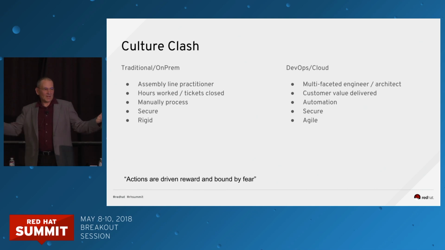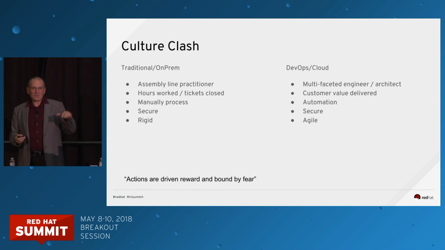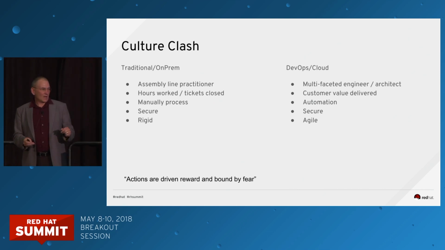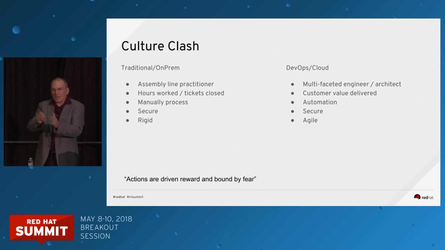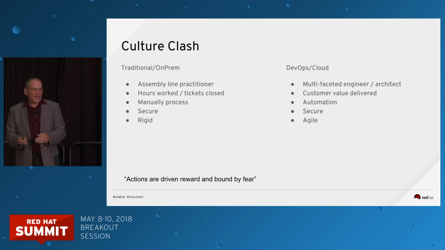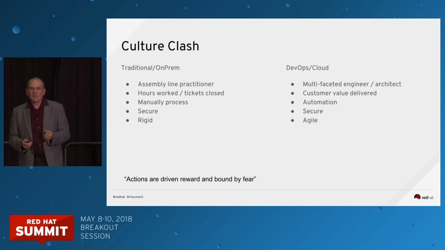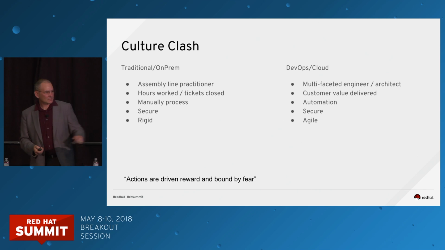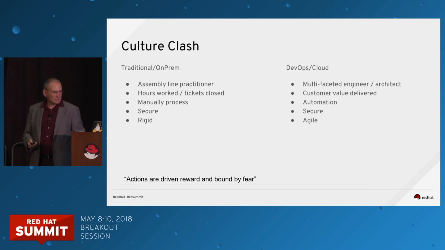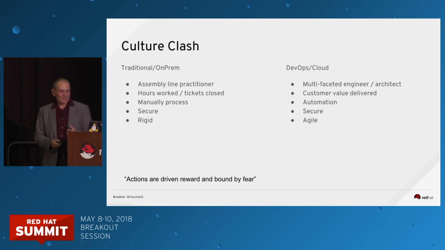You also have security on both ends. And probably the way you get to security is very different between these two pillars. On the traditional side, you have rigidity for security. So preventing things from changing is the way you obtain security. In a more cloud environment, it's how fast you can react, how you can be agile, how you can respond to change, how you can respond to those latest threats quickly before they impact your organization. And actions are driven by reward and bound by fear. And that's kind of the takeaway quote on this.